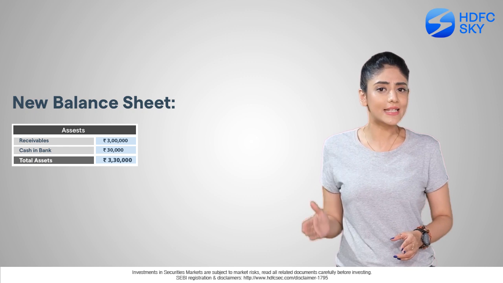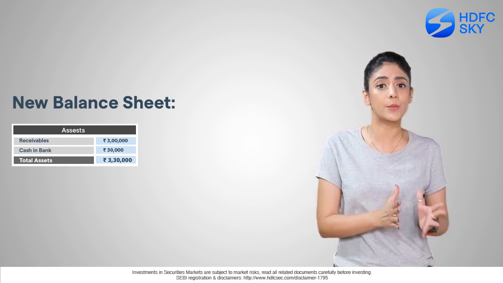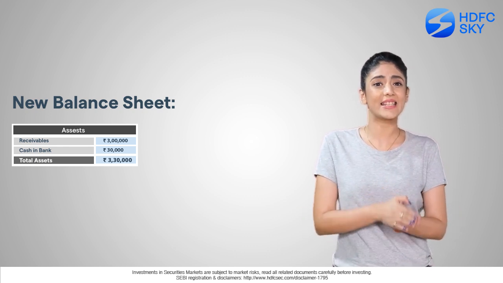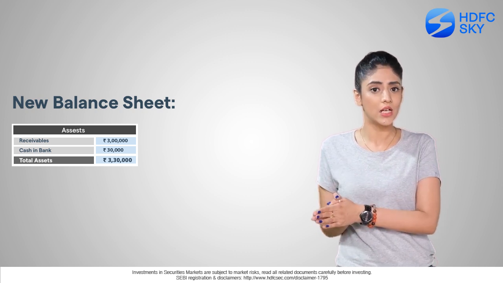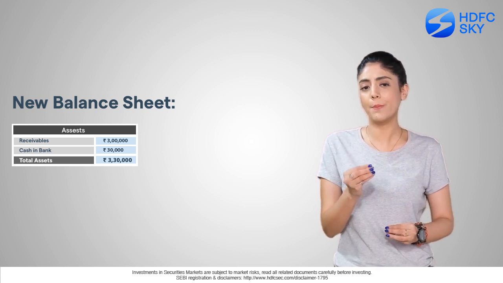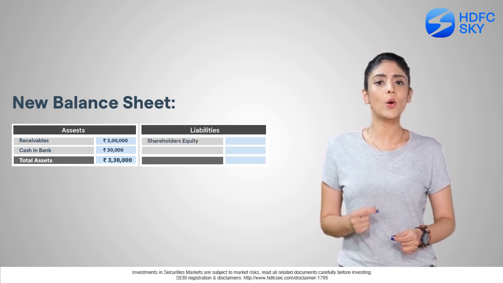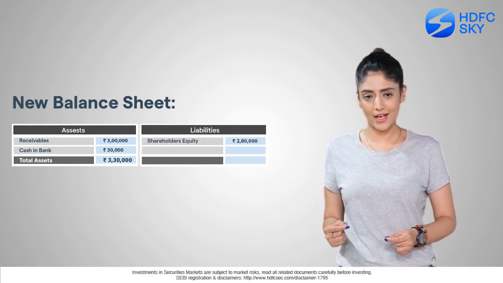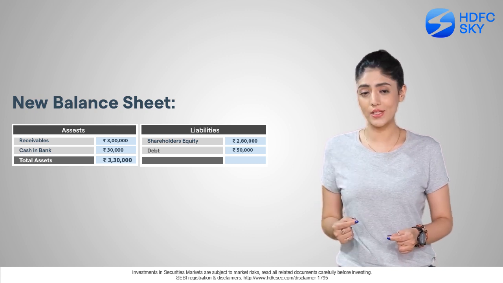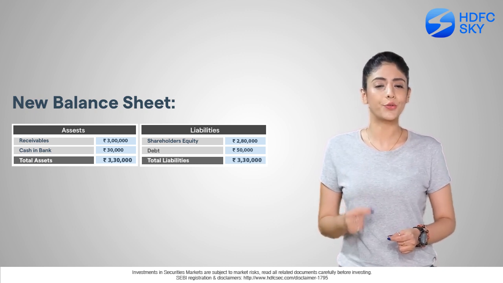On the liability side, जो हमने rupees 30,000 profit बनाया है, that gets added to shareholder equity, which was 2.5 lakh before. Here's the liability statement for that month. Shareholder equity rupees 2.8 lakh. Debt rupees 50,000. Total rupees 3.3 lakh.